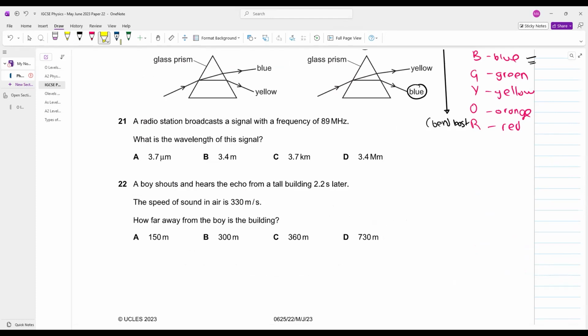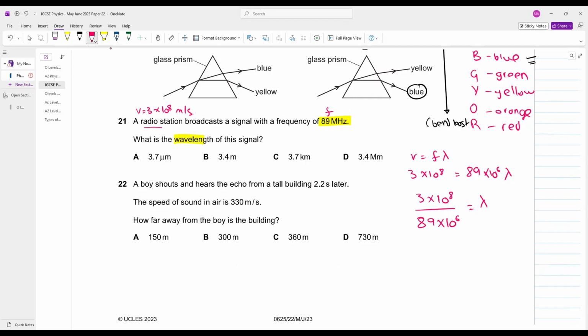A radio station broadcasts a signal with a frequency of this. What is the wavelength of the signal? Beta, in a radio station, what is the speed of the radio waves used? 3 into 10 to the power 8 meters per second. Your frequency is this. Can you calculate the wavelength? Yes, v equals f lambda. 3 into 10 to the power 8. Frequency is 89 megahertz, that is 89 into 10 to the power 6. You calculate the wavelength. Can you calculate the wavelength?